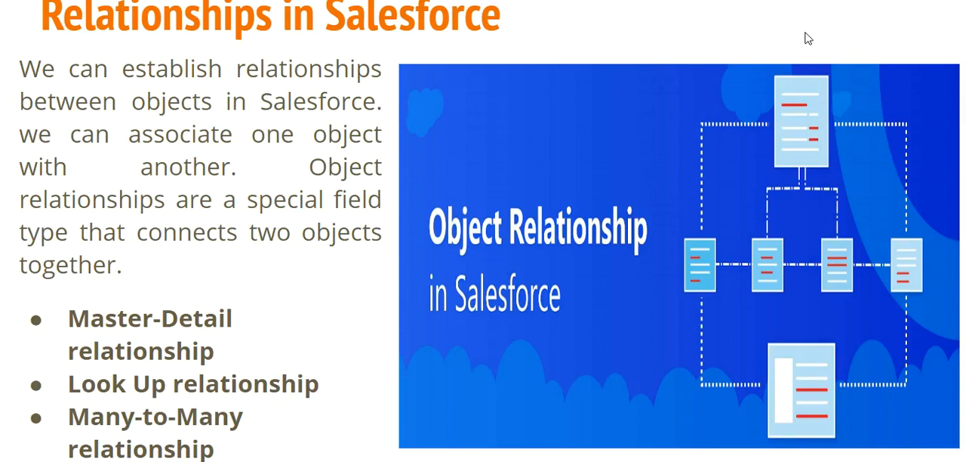So in today's class we are going to discuss the relationship in Salesforce. As we know, we are all familiar with the relationship in DBMS. Any association between two entity types is called a relationship. In the same way, we can say the association between two objects in Salesforce is called an object relationship.